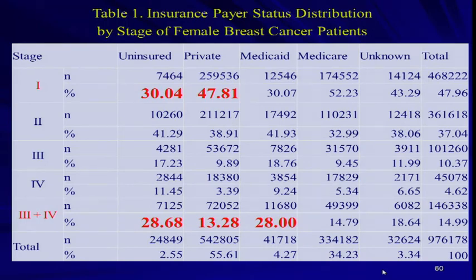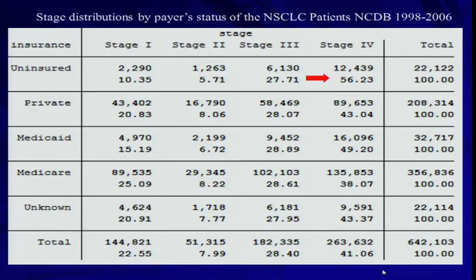This is a slide I showed before. They were diagnosed at stage 1 30%, but private is 47%. So if you have insurance, you are diagnosed at an early stage. Then see another way. This is for non-small cell lung cancer. Since I work with 10 kinds of cancer, for non-small cell lung cancer you can see the uninsured had stage 4 about 56% when they were diagnosed, but private only 43%. So you can say the stage at diagnosis is associated with the insurance.